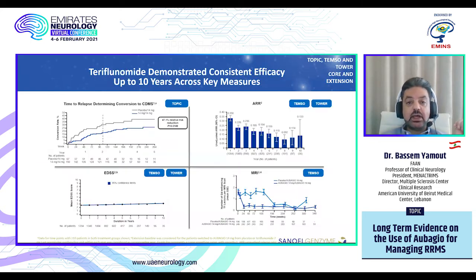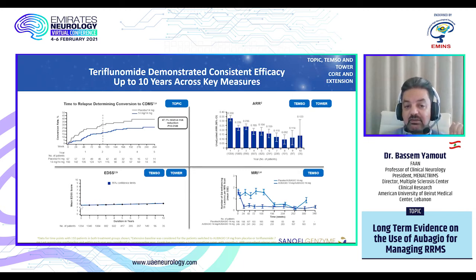If you look here at the long-term TOPIC data, remember we had a 43% reduction in relapse rate at the end of 2 years. And here at the end of 5 years, we still had a persistent difference from placebo with a 47% reduction in the risk. If we look at the TEMSO and the TOWER combined data, remember we had a decrease in the relapse rate initially. And if we look at the relapse rate 10 years later, we can still see that this control is persistent with a low relapse rate.